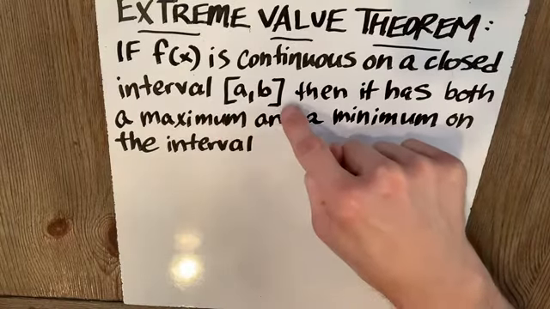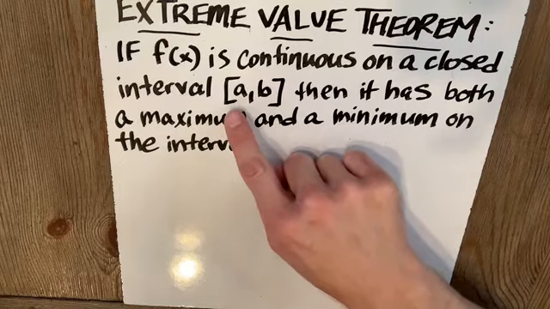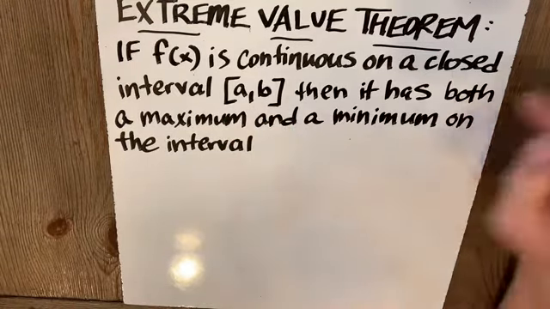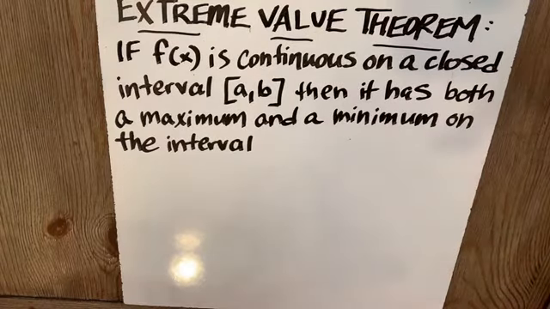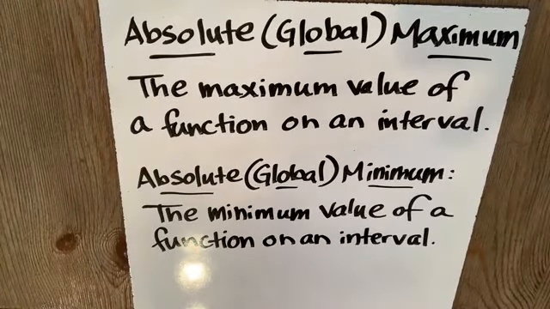Notice we have to have a closed interval, and that implies that we have to check out both x equals a and x equals b, the two endpoints, to see if our absolute maximums and absolute minimums fall at the endpoints. So what are the absolute or global maximum and the absolute or global minimum?